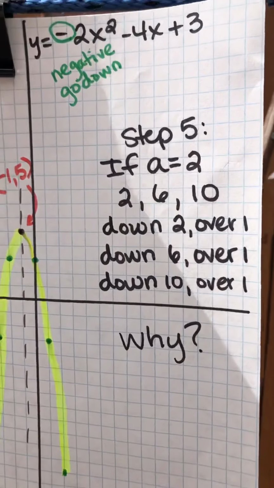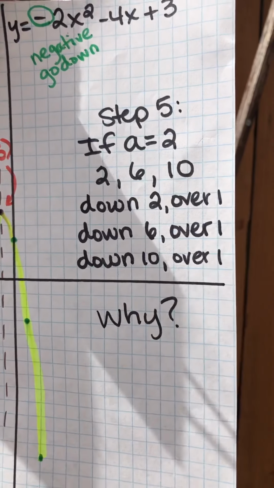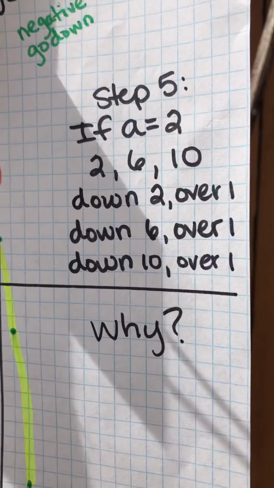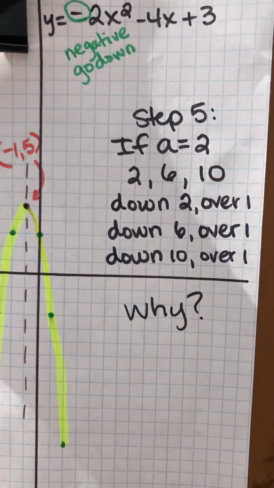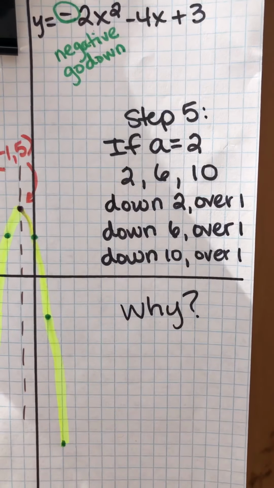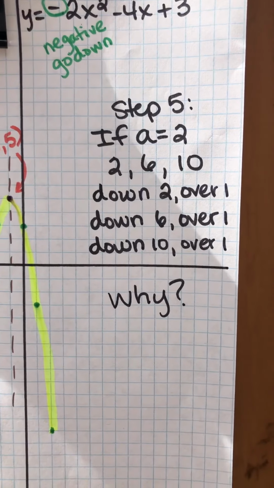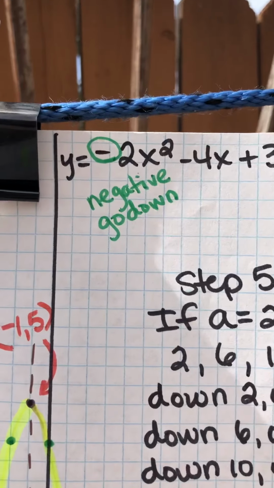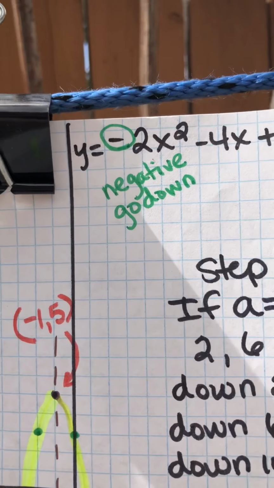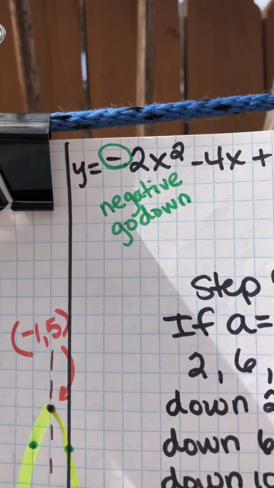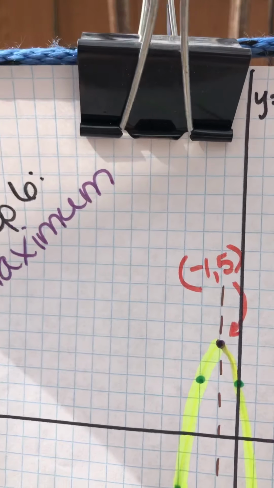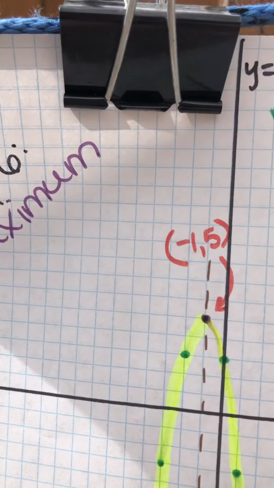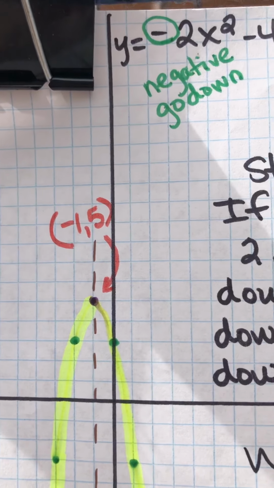So let's go to step 5. If A equals 2, we're going to use 2, 6, 10 when we graph. So we're going to go down 2 over 1, down 6 over 1, and down 10 over 1. Why? Because there's a negative in front of our 2. So with negative, we're going to go down, which also tells us that that's going to be a maximum vertex.